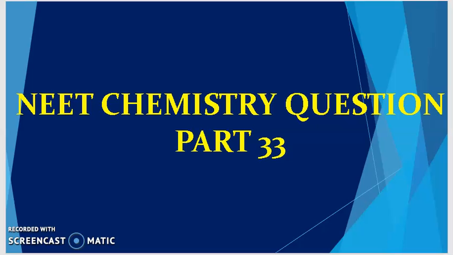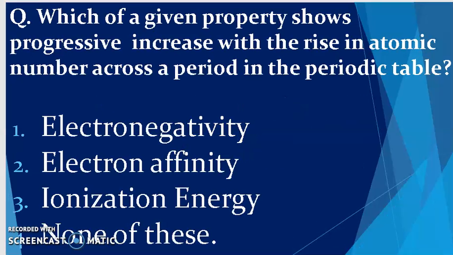So let's go to the first question. The question is, which of the given properties shows a progressive increase with a rise in atomic number across a period in the periodic table? They have given four options here: electronegativity, electron affinity, ionization energy and none of the above. So for that we have to discuss how each changes with the rise in atomic number across a period. Before that, we have to discuss electronegativity, electron affinity and ionization energy.